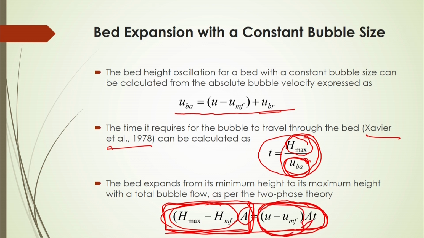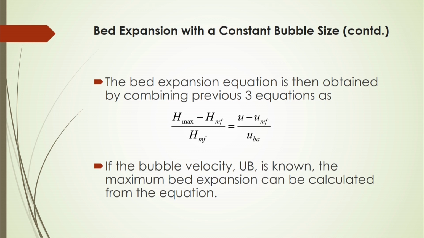This is the velocity, and if you multiply by the time required for traveling, then you will get the total height, and if you multiply it by the cross sectional area, then you will be able to calculate the total amount of fluid inside the bed. From this material balance you will be able to calculate the maximum height which is required to get this slugging phenomenon. And the bed expansion equation is then obtained by combining the previous three equations as this. So, this is the criterion for getting the maximum height of the bed.